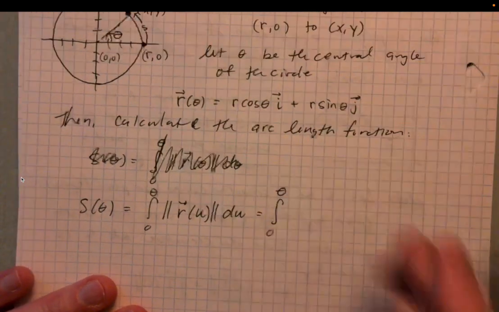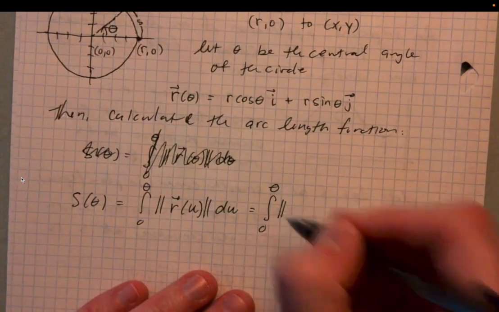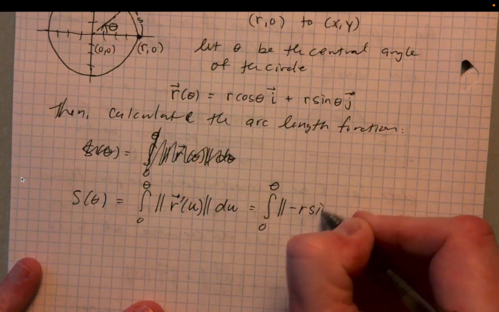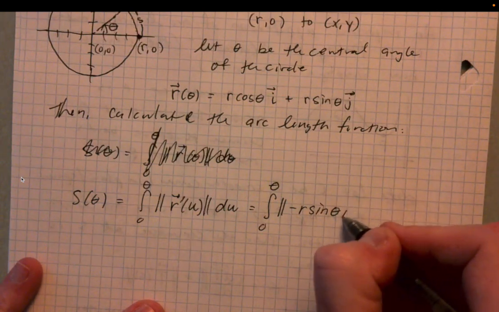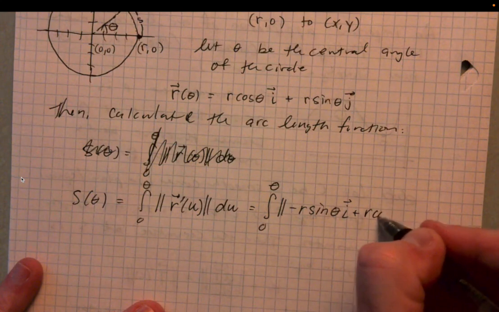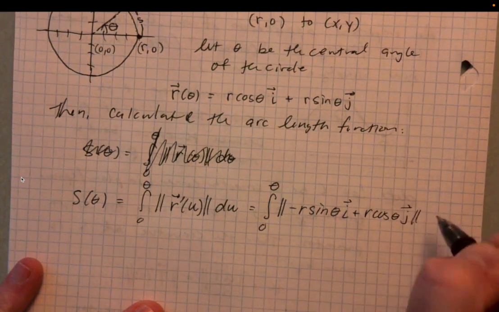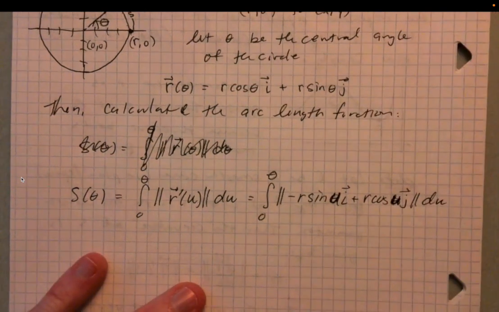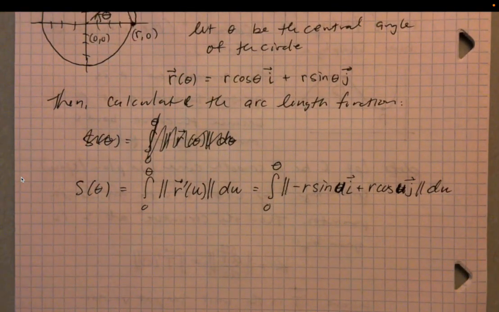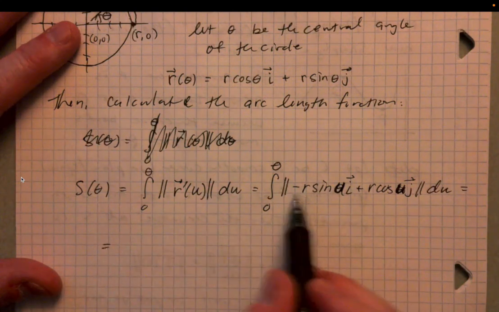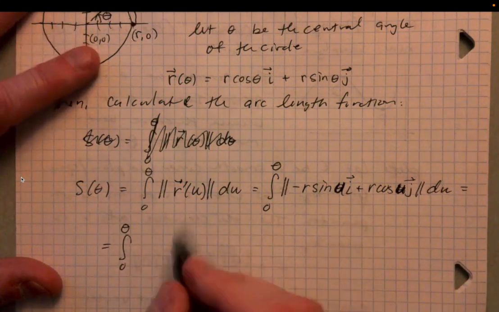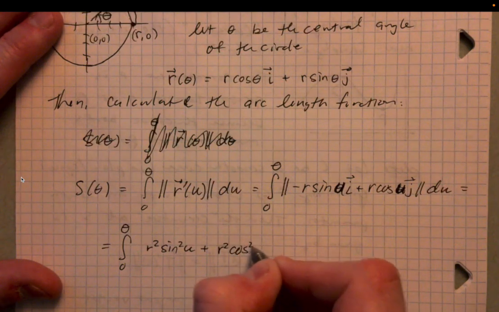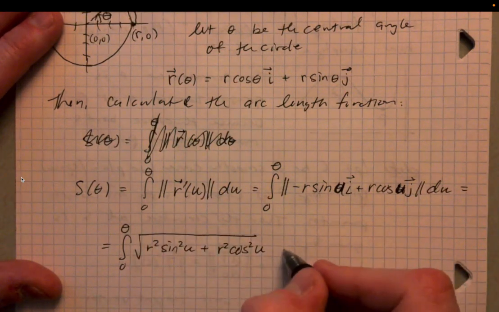Okay, and so we can plug all of these pieces in now. So 0 up to theta, and now we need the norm of the derivative, so we have to differentiate this. That would be negative r sine of theta i plus r cos theta j, and we need the norm of that. And these are all u's. Sometimes you get something in your head and you just can't shake it. Okay, so let's calculate that norm. This is 0 up to theta, and now this will be the square root of r squared sine squared u plus r squared cosine squared u, du.